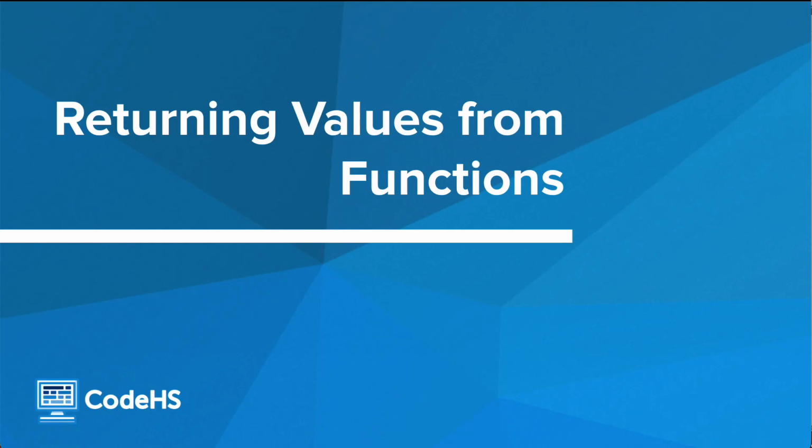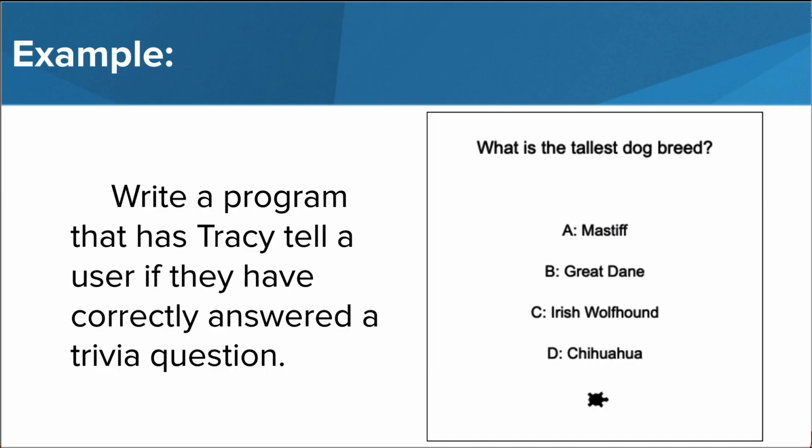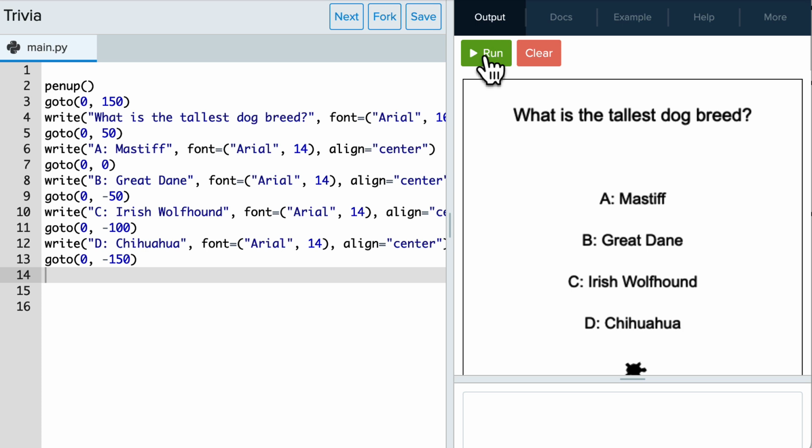Now let's dive into an example in the editor. In this example, we want Tracy to display to a user if they have responded to a trivia question correctly, incorrectly, or with an invalid response. To start, I can see my trivia question being printed to the canvas.